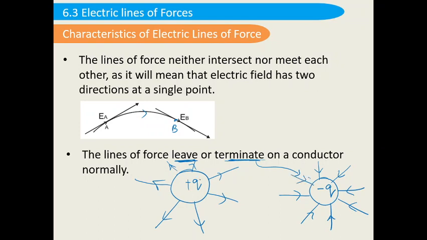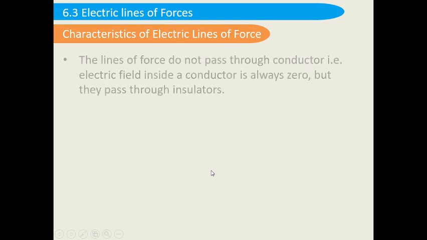So lines of forces might leave or terminate on a conductor normally. What do you mean by the word normally? That means they should be perpendicular to the surface of the charge. Normal means perpendicular. Okay, so this is the meaning of the next point. Let us go to the next characteristic.